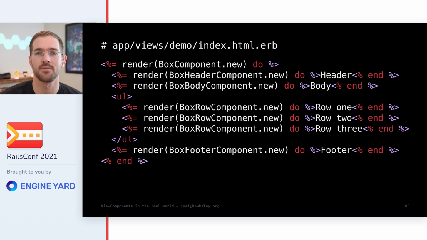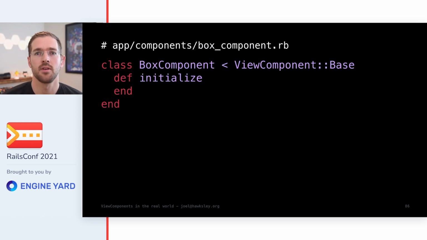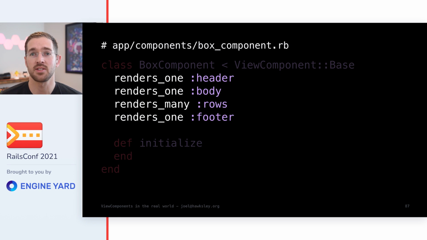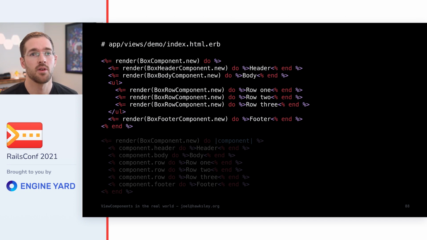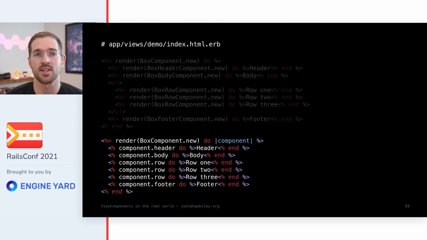So this is where slots come in. We'll go back to our component, and using the slots API, we can declare one for the header, body, rows, and footer. In this case, explicitly saying that our box renders one footer, one header, one body, and potentially many rows. So in the template that renders the component, we can refactor it to use slots instead of separate components. For example, here we render our BoxComponent.new, and then we pass in a header, we pass in a body, we actually pass in multiple rows, and then a footer.